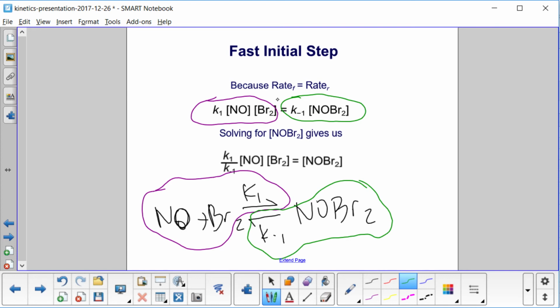Okay. So I just set those two rates equal because, again, that first initial step happens very fast and very quickly reaches equilibrium, and equilibrium is when the two rates are equal to one another. Then I just do some algebra to solve for the concentration of NOBr2, and I just get this ratio of the k values times the NO concentration times the Br2 concentration.